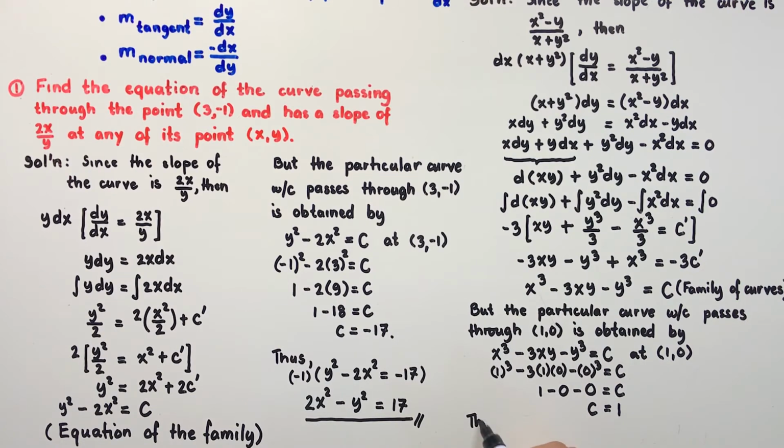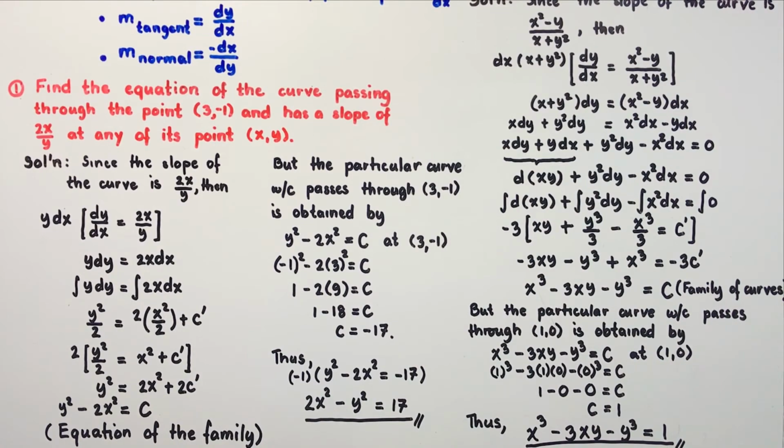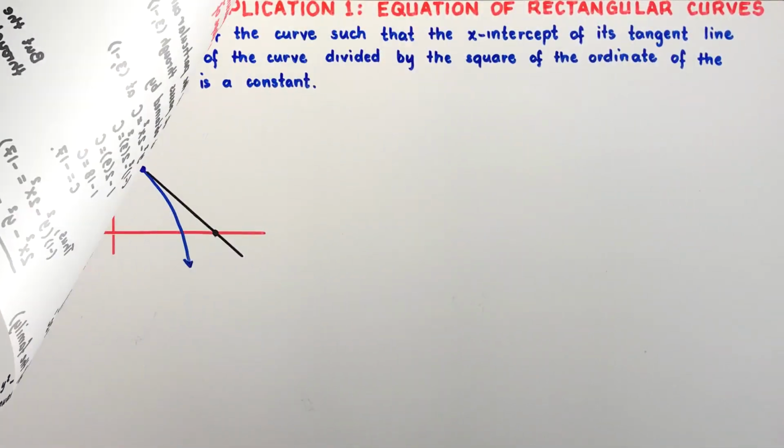Thus, our particular curve is x cubed minus 3xy minus y cubed, which is equal to 1. And this is our answer for this problem here. Now let's proceed to our example number 3.